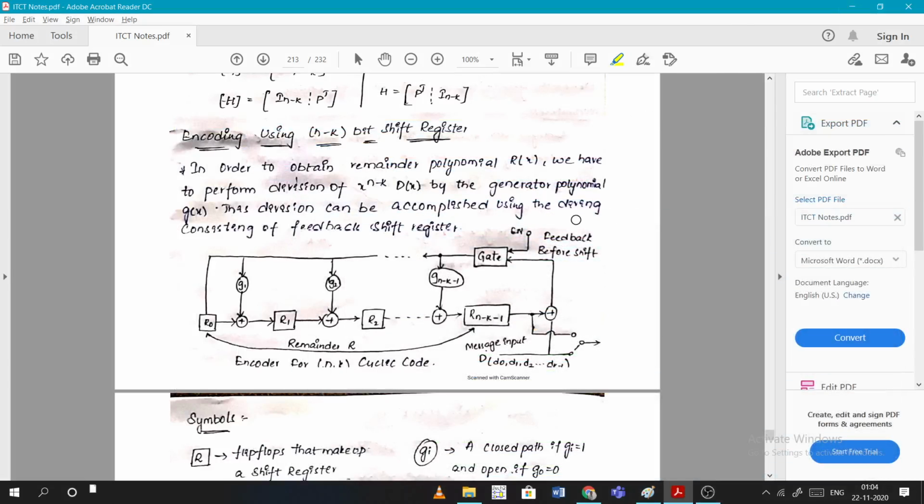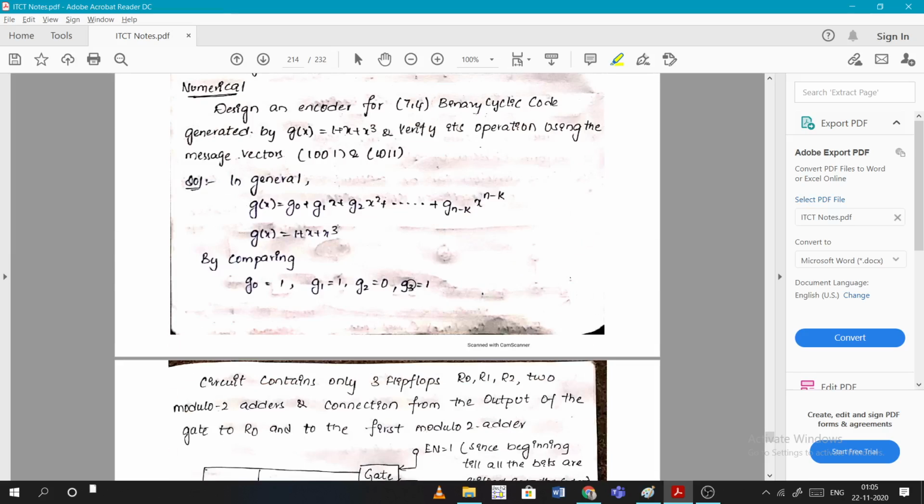Let's see encoding using an n-k bit shift register. Previously we saw how to calculate the code vector or code word in a mathematical way. We'll see how to generate it in a practical way, with a circuit. So basically how to implement it, I will tell you using a problem.